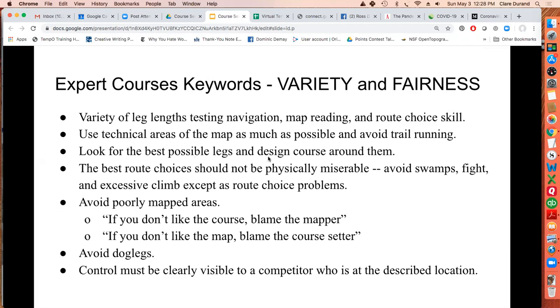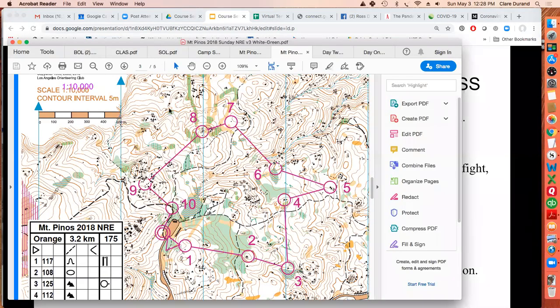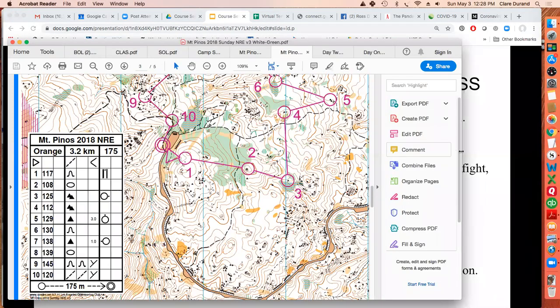Look for the best possible legs and design the course around them. I don't know who was the first person I heard this from, but this is how I usually start designing my expert legs. I'll start by looking for the very best thing I can, and then say, okay, if I want to put this one really good long route choice leg into my course, let's do that, and then figure out what would be a good set of legs to get to the first control of that, and what would be a good set of legs from the back side. I'll show you here.